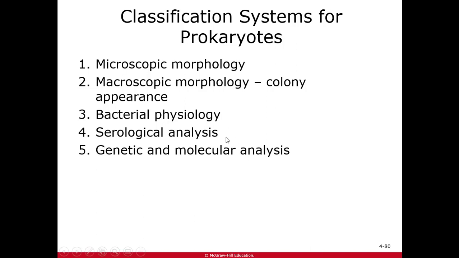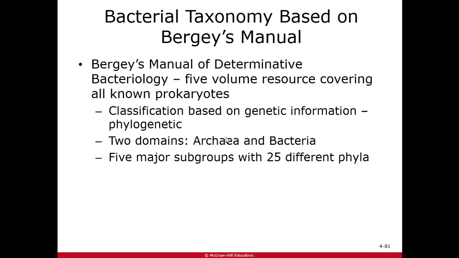Now, Bergey's manual organizes everything into, I was going to say, one, two domains, and then five different subgroups, lots of different phyla. So there are two domains that have prokaryotic cells, anything in the bacteria domain and anything in the archaea domain. Anything we talk about in this class is only in the bacteria domain. We generally don't talk about things in the archaea domain. Not because they're not important.